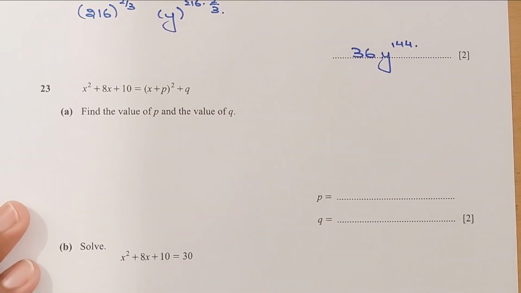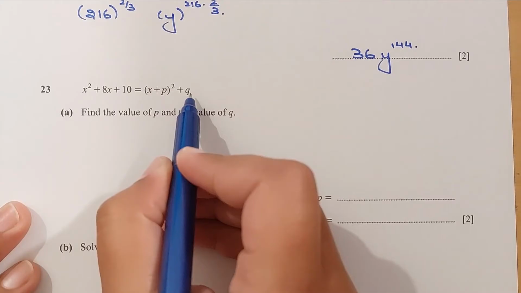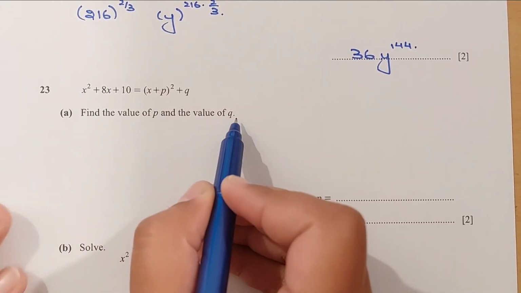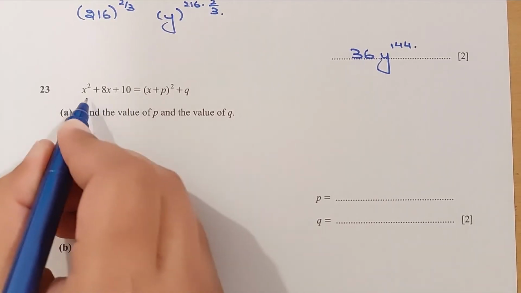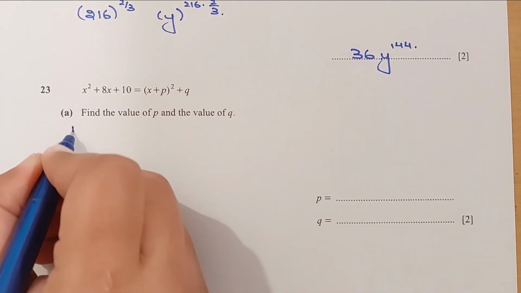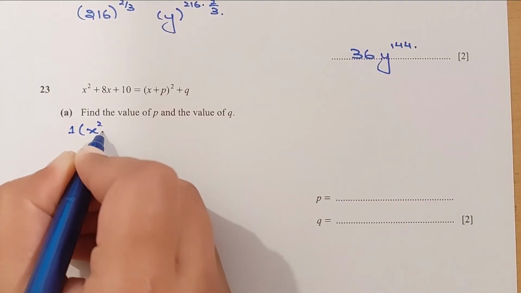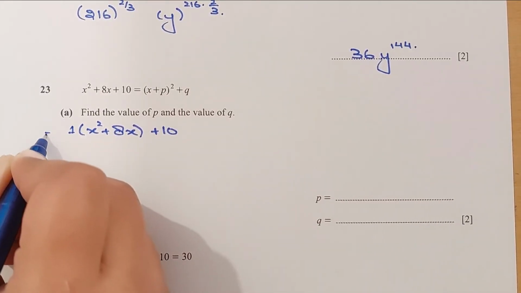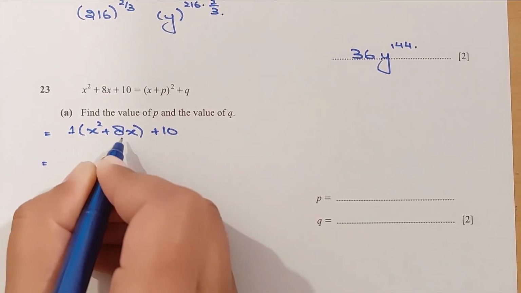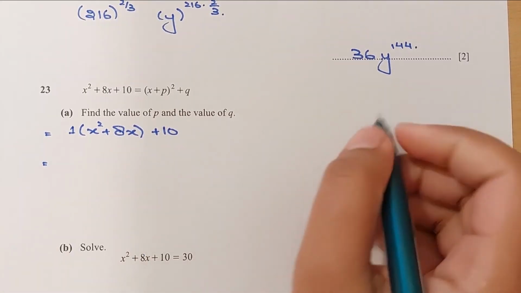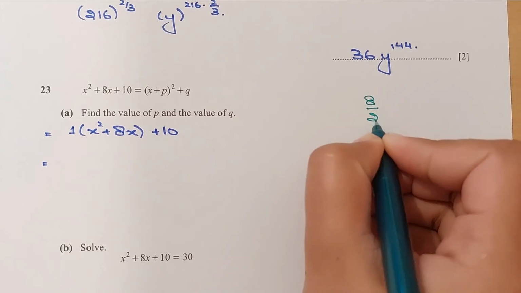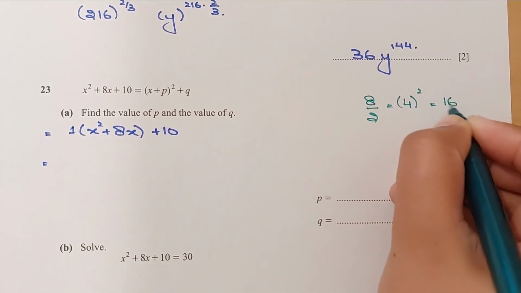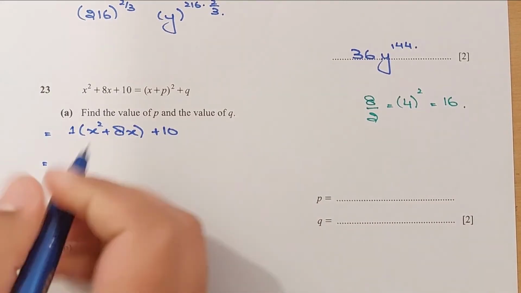Question number 23. We have a quadratic equation and the factored form, vertex form is given. Part A, find the value of P and the value of Q, right? So convert this standard form into vertex form first. So 1 is common from the first and the second term, right? And next step is we have to take the coefficient of x, that is 8, divided by 2, this is equals to 4. Take its square, that is equals to 16. We add and subtract 16 inside the bracket.